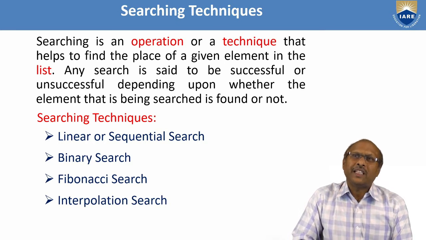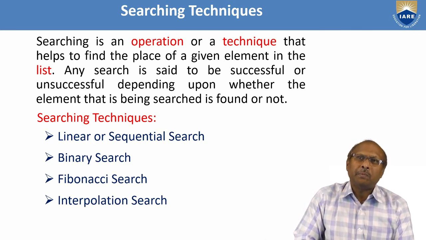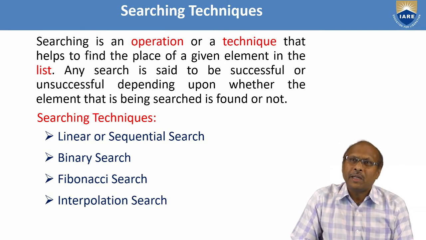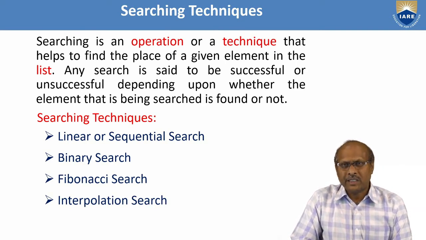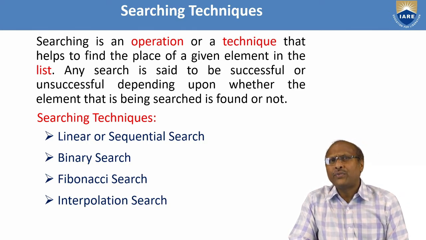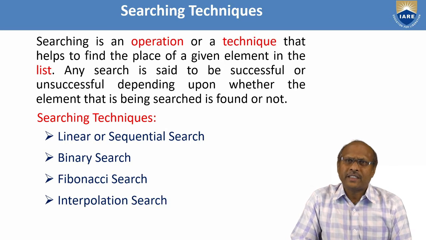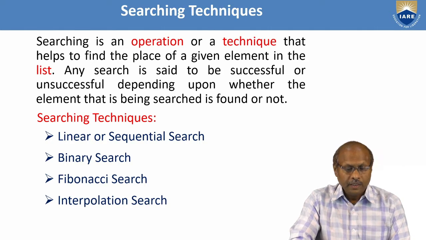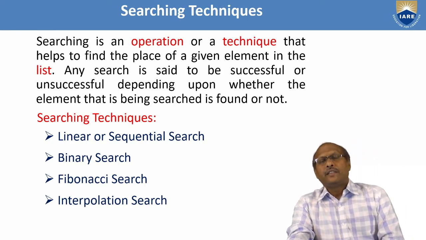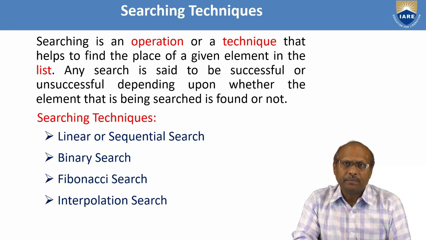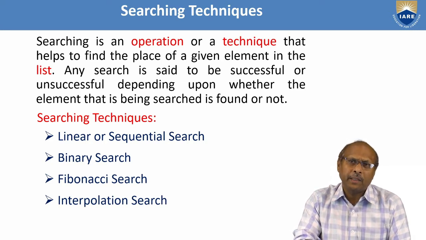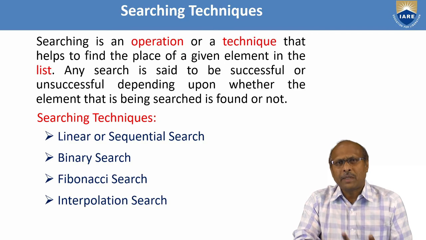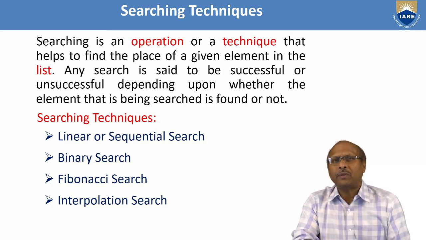Any search is said to be successful or unsuccessful depending upon whether the element is available or not. If the element is available, that is success. If the element is not available, that is not success. There are different searching techniques: linear search, binary search, Fibonacci search, interpolation search also. So you can find the element using any of the techniques. So your ultimate goal is what? Find the element from the given list. Sometimes the element may be available, sometimes it may not be available. If it is available, it is success, otherwise it is not found.